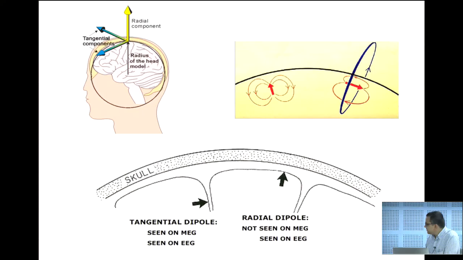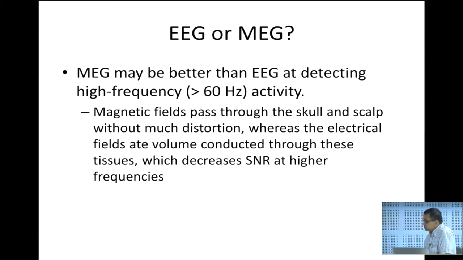So I already mentioned to you, here, this is just a schematic, that's a radial dipole, that's a tangential dipole. These tangential dipoles are seen on MEG, while the radial dipole is not much seen on MEG, it's primarily seen on EEG. So this is the fold here, that's where the brain folds, this is a schematic, that's a sulci, that's where the dipole becomes tangential, and that's where MEG is more powerful.